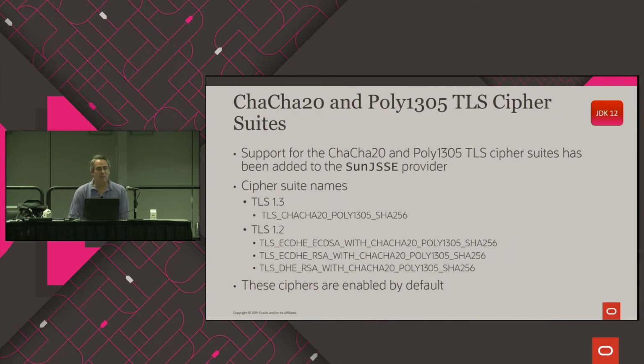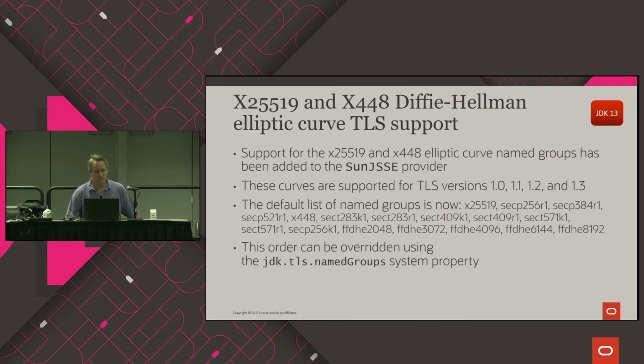We did also implement ChaCha20-based cipher suites on earlier versions of TLS. So if you want to be on TLS 1.2, you can do it as well. There's the names there. I won't read them because it would be taking way too long. And these ciphers are all available by default.